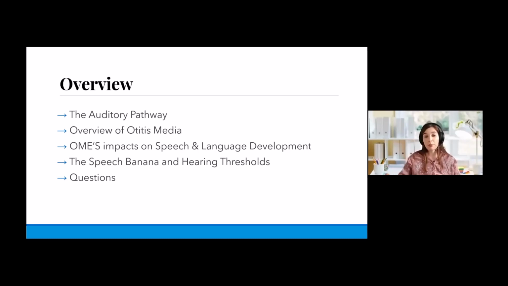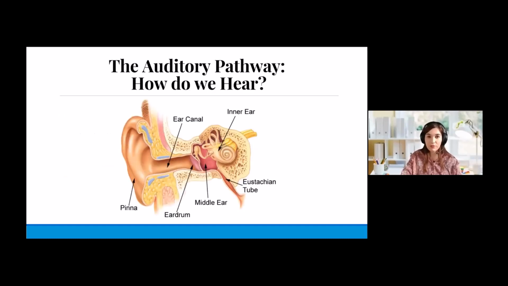My hope is that by the end of our time together today, you'll leave with a better understanding of otitis media and how this can impact speech and language development. So, we'll get right into it. This is a picture of the auditory pathway, and the auditory pathway refers to a series of events that can occur in the ear and the brain which allow us to perceive and interpret sound. The process can be broken down into several different stages, and we'll go through each now.